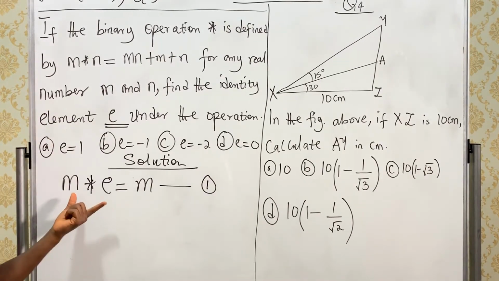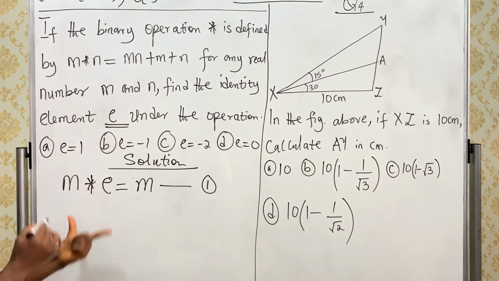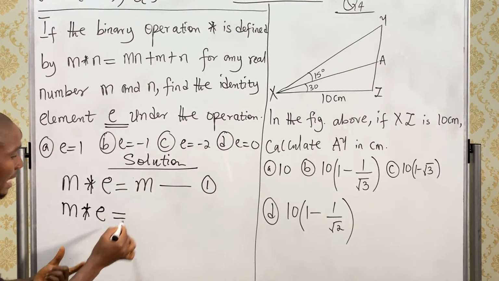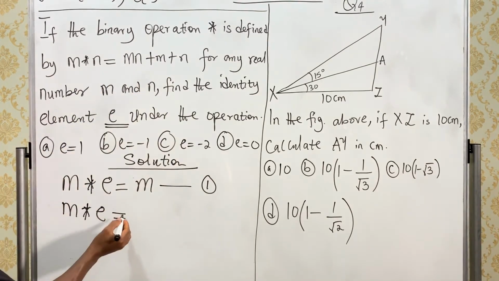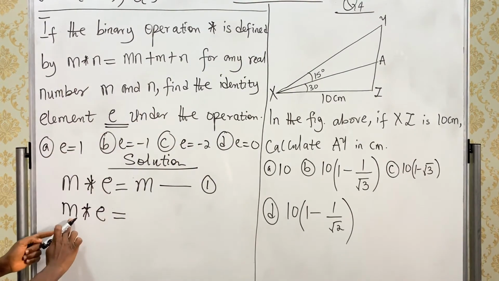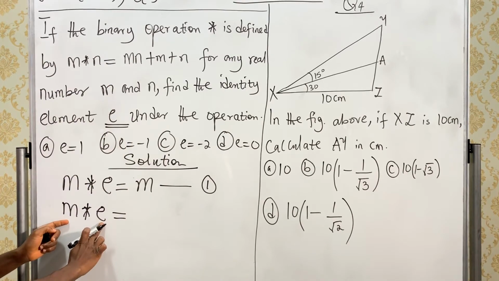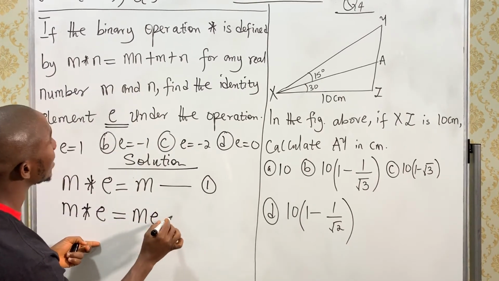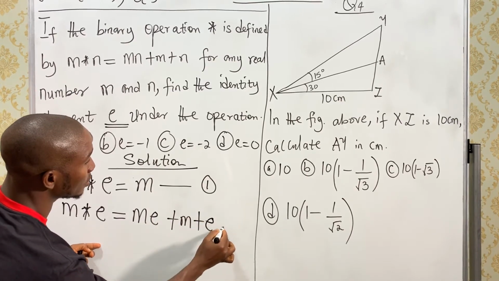Now, you can also interpret this following the operation. Interpret this, M operation E. Now, we want to interpret this using the operation. It means anywhere you see M, you keep M, and anywhere you see N, you replace it with E. So it becomes M, E, plus N, plus E. So we call this equation 2.